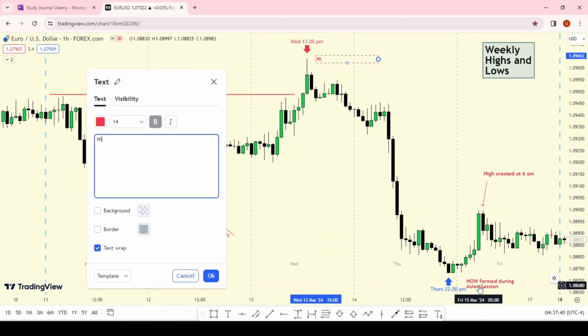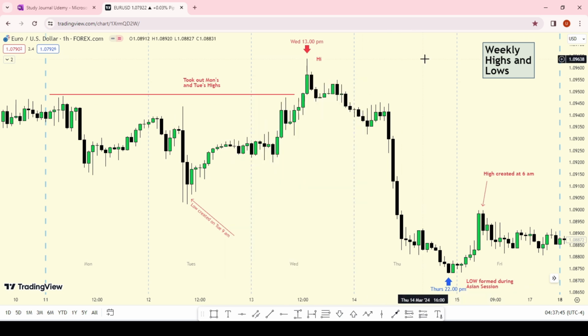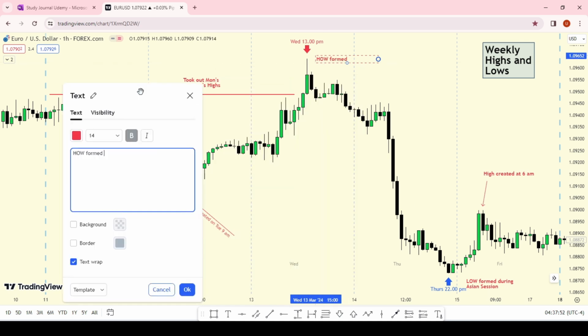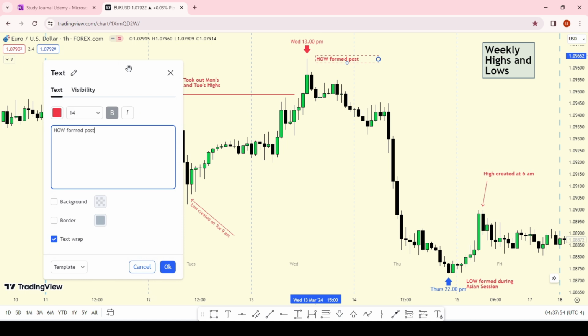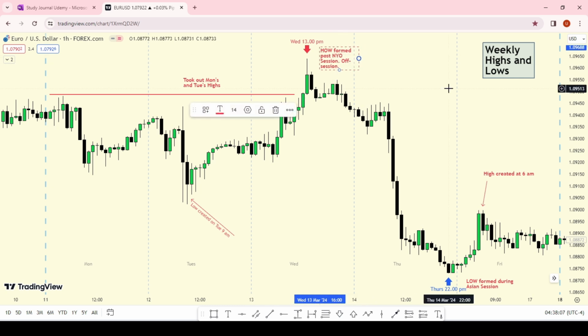This was actually supposed to be low of the week, not high of the week. Sorry, low of the week. So this is high of the week. High of the week formed post New York open session. This was off session. So if it is off session, it's not within any session that we have discussed. You can just say either after New York open session or off session, because it was at 1300.